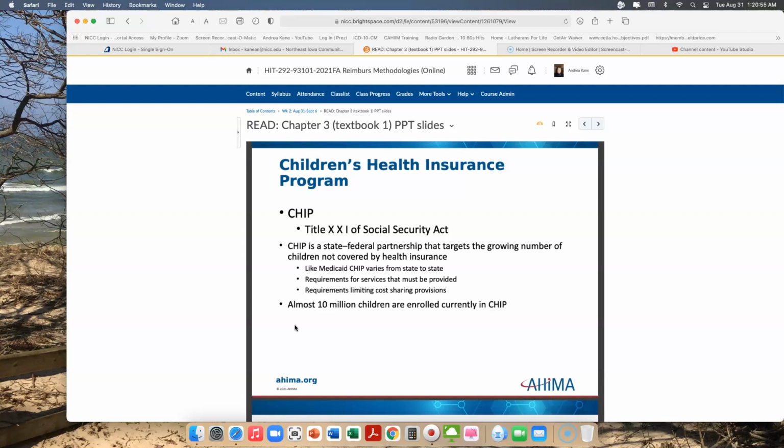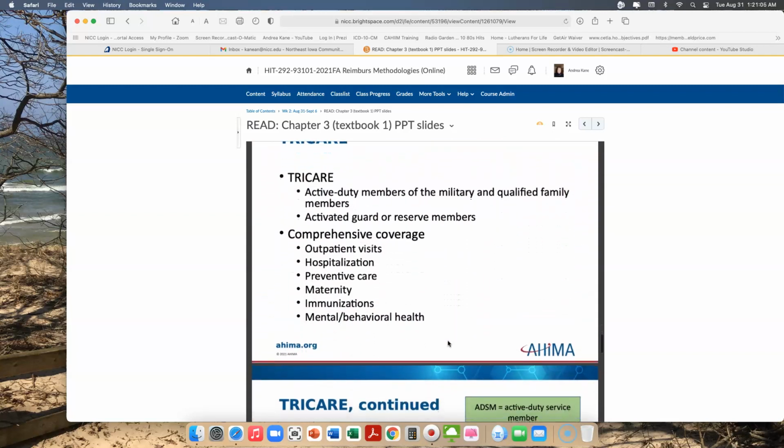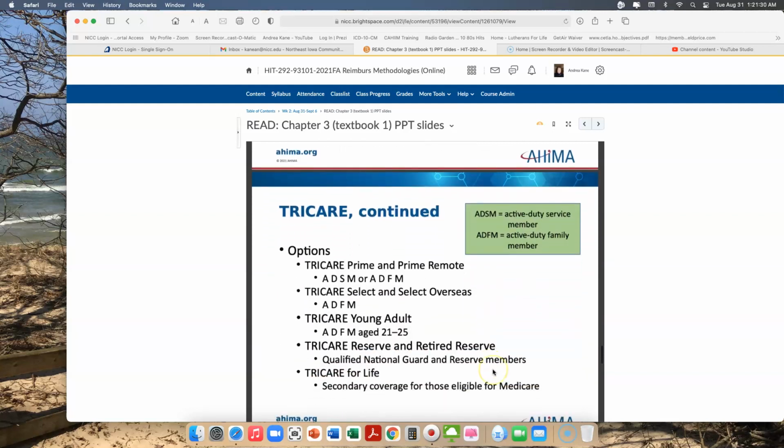Moving on to TRICARE. TRICARE is for active duty members of the military and qualified family members, as well as those Guard or Reserve members who have been activated. So be thinking TRICARE is active. It has comprehensive coverage: outpatient visits, hospitalizations, preventative care, maternity, immunizations, mental and behavioral health. There are a wide variety of options, and I'm not going to make you memorize these. You just need to know that there are an enormous amount of options.